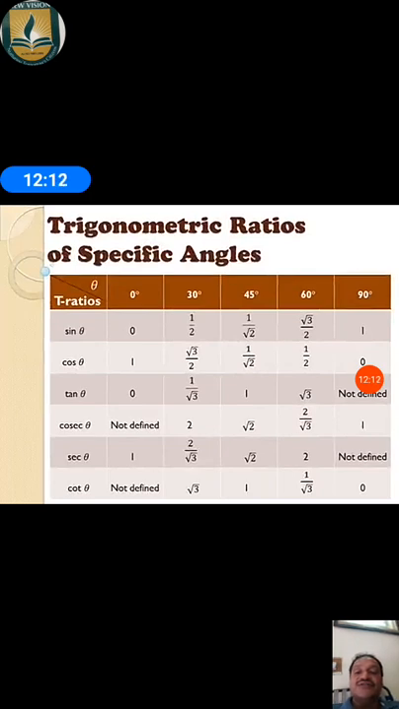In the same way, cot 0 is undefined, because cos 0 by sine 0 is 1 by 0, that becomes undefined. Cot 30 degrees is root 3, because 1 by tan 30, 1 by 1 by root 3, that becomes root 3. Cot 45 degrees is 1, cot 60 degrees is 1 by tan 60, 1 by root 3. Cot 90 degrees is defined as 0, because cos 90 by sine 90 is 0 by 1, that becomes 0, right?